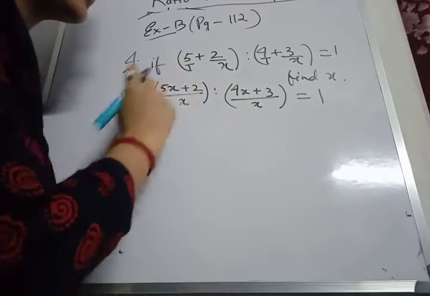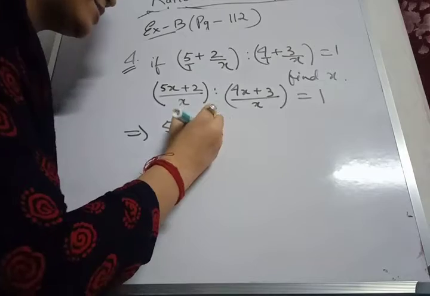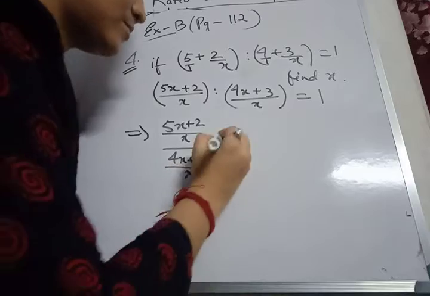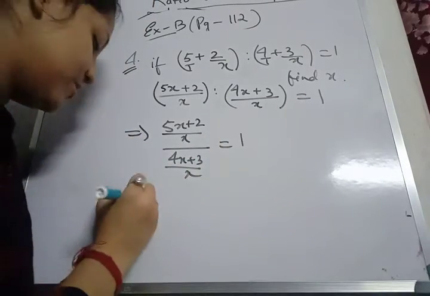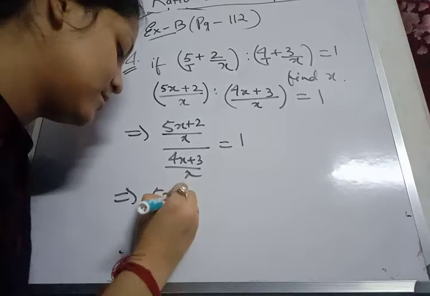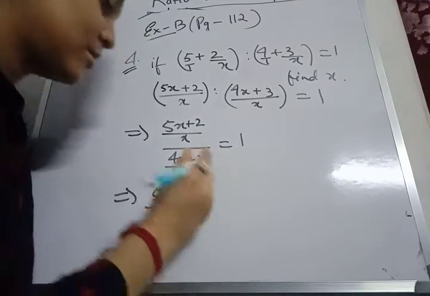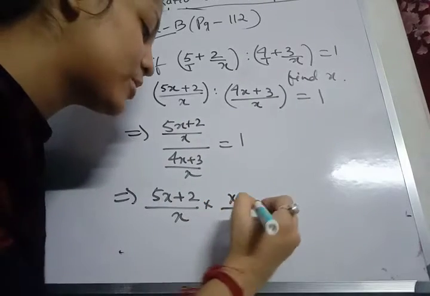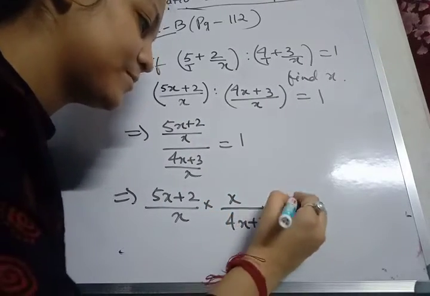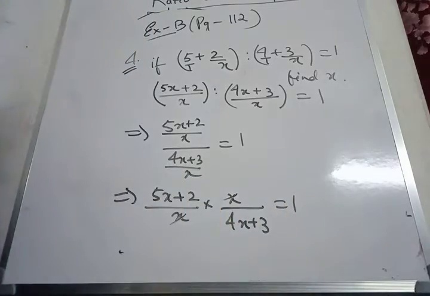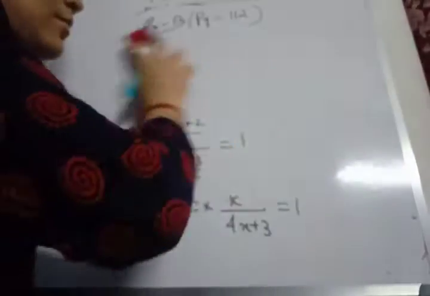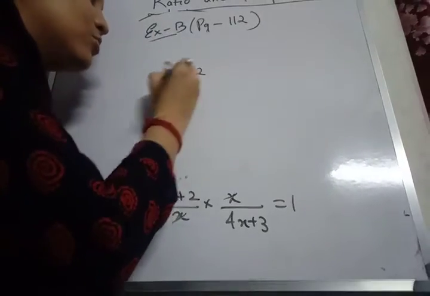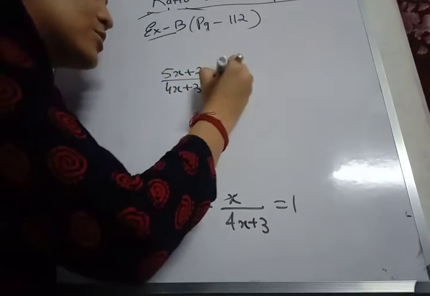Now we are going to change the ratio sign to division form. So we write (5x plus 2) by x divided by (4x plus 3) by x equals 1. Now if I change this division sign to multiplication sign, what am I going to get? This one will get reversed. If I change division to multiplication, x will come to the numerator part, 4x plus 3 will go to the denominator. x gets cancelled, and now what do we get? We get 5x plus 2 by 4x plus 3 equals 1.